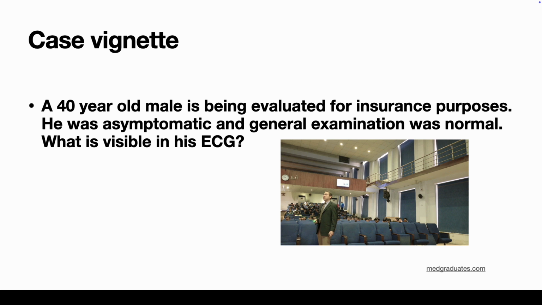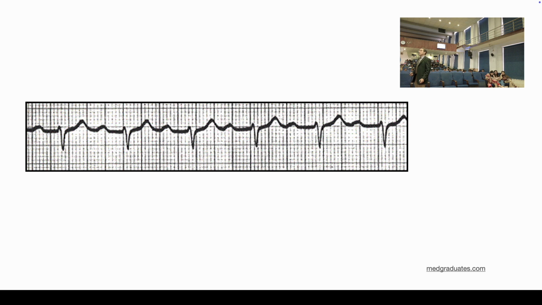Now, the case, a male is being evaluated for insurance purposes. He is asymptomatic. General physical examination was normal, and we see some abnormalities on this patient's ECG. So, patient is otherwise normal, no symptoms. Examination is unremarkable. So this is a normal person and there is an abnormality visible on the ECG. Now what do you see on this ECG? Any abnormalities on this ECG you can find out?